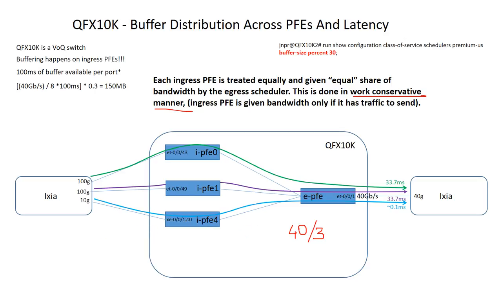So let us check. Our assumption now is that this one is draining at 10 gigabits a second. It's offering 10 gig, but it's also draining 10 gig. And because of this equal share of bandwidth, they're all entitled to a maximum of 13.3. Because this one is less than 13.3, in a very conservative manner, its leftover bandwidth will be allocated to the upper two PFEs.